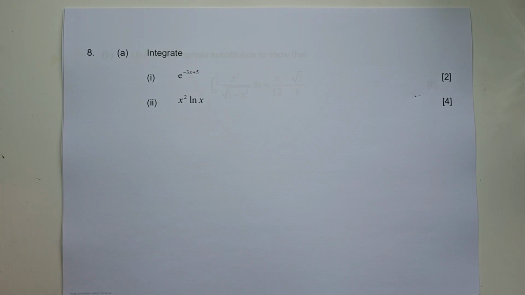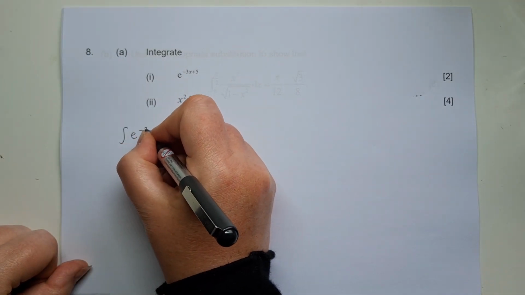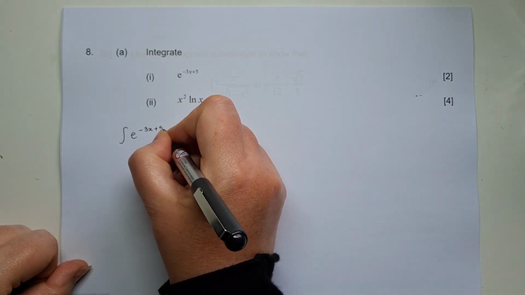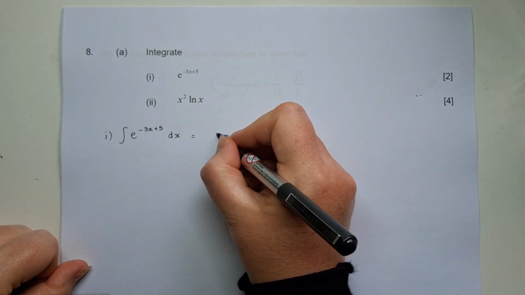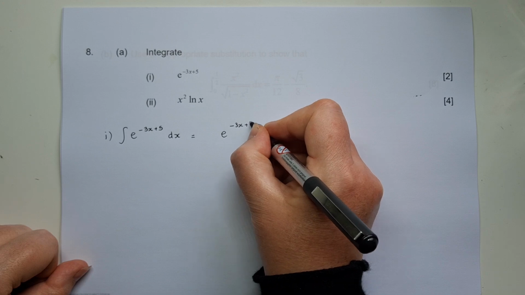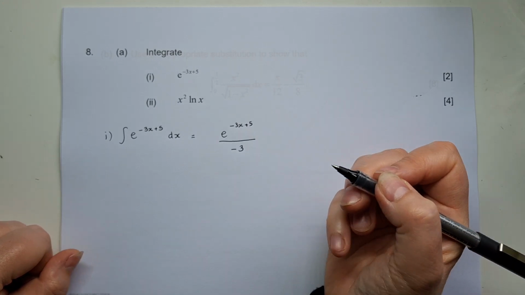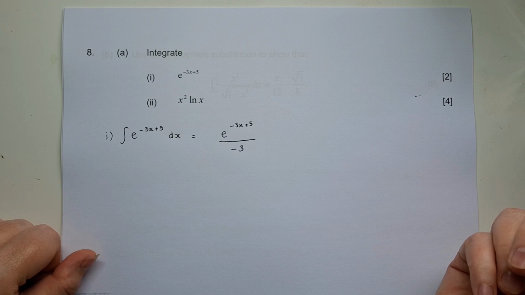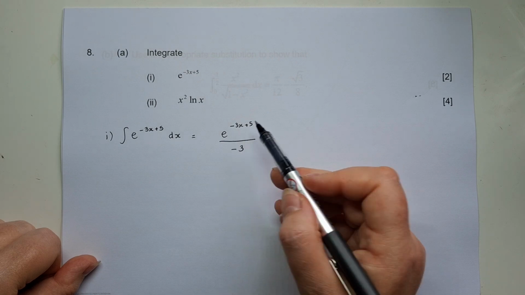Question 8a. So integrate, first of all, e to the power of minus 3x add 5. So that is your e, staying exactly the same power, but dividing by the differential of the power, which is a minus 3. Okay, and that rule only works when the power is linear. Okay, so it wouldn't work if you had an x squared in there at all.